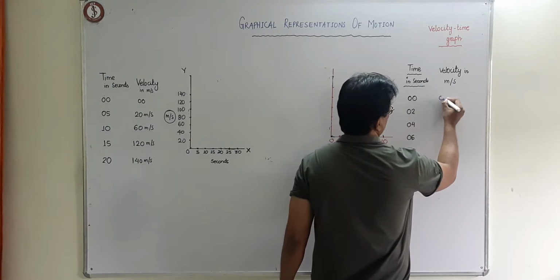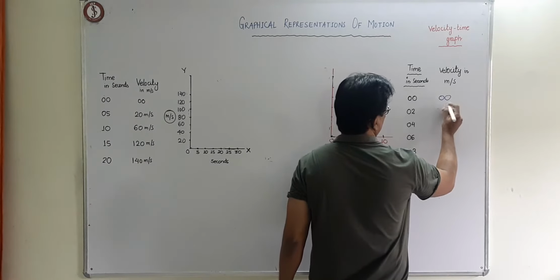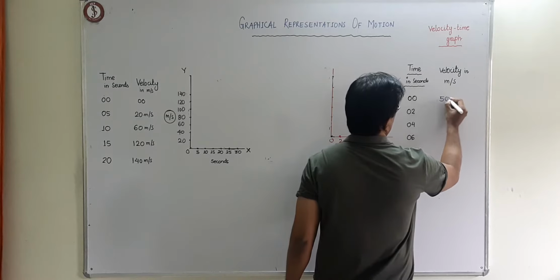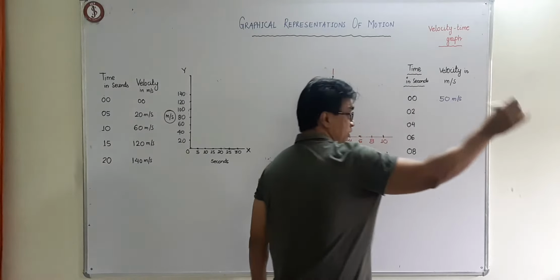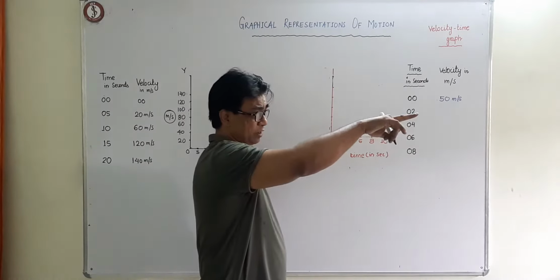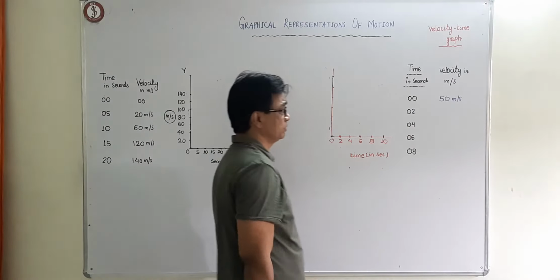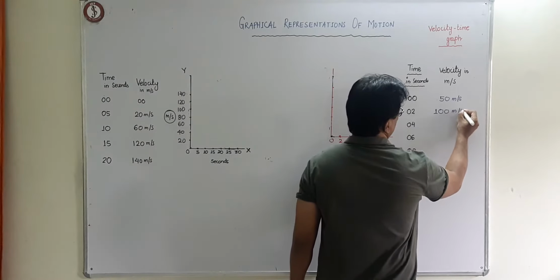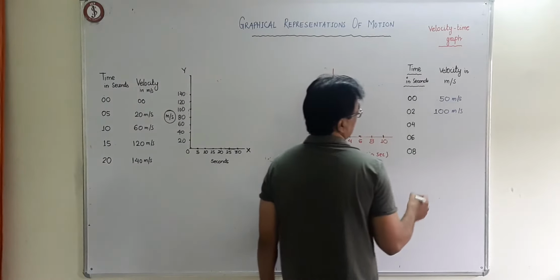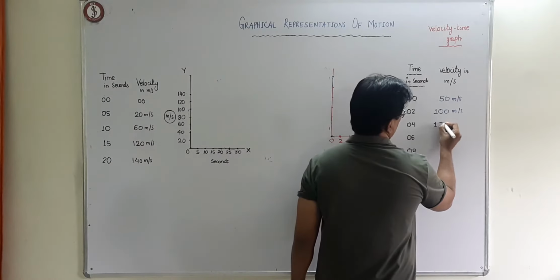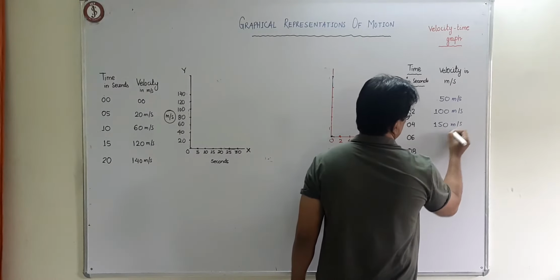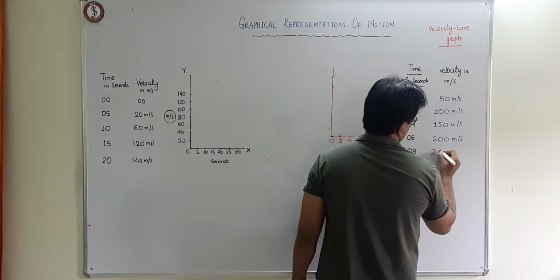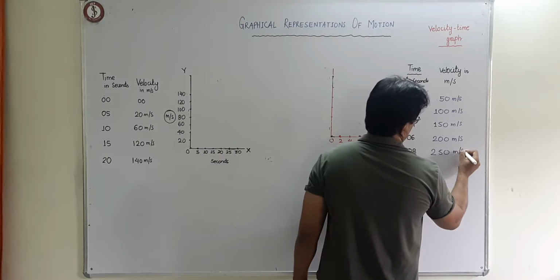Say initially the body had, let us say, 50 meter per second velocity. When I was watching it, it was already going, and I have a speedometer. I said 50 meter per second. After 2 seconds it was 100 meter per second. After 4 seconds it was, for example, 150 meter per second, and after 6 seconds it was 200 meter per second, and lastly it was 250 meter per second, like that.